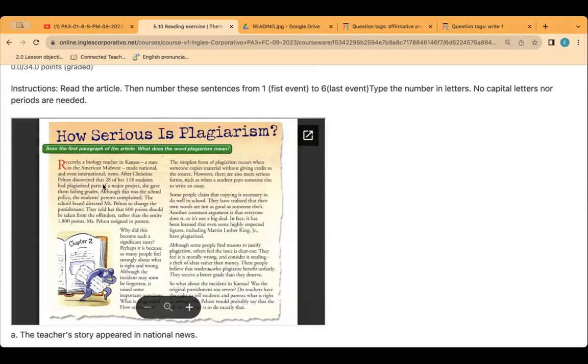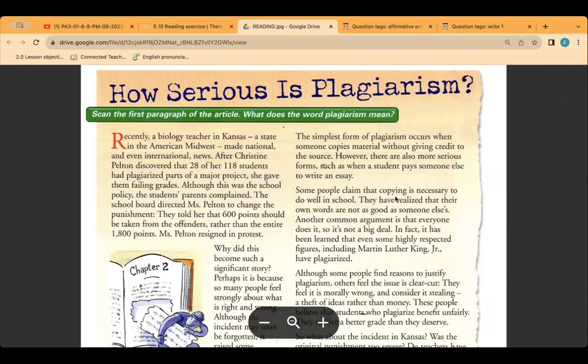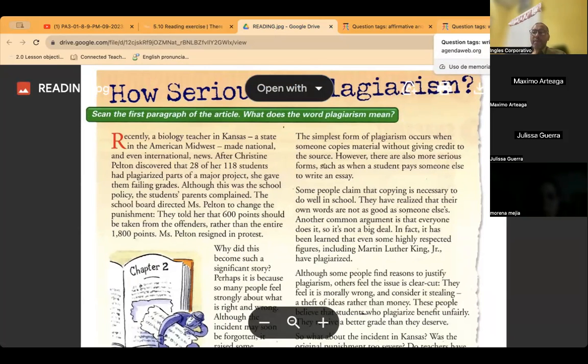Okay, so the topic is, how serious is plagiarism? Do you know what plagiarism is? Yes, teacher. Plagiarism, you said, the copy, or replace? No. Yeah. Without alteration. Yes, exactly. It's like copy without permission. Reproduce something one or two or three times without permission of the person that created it.